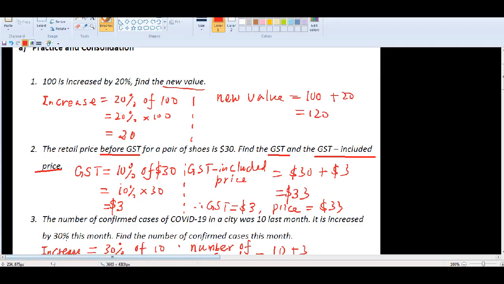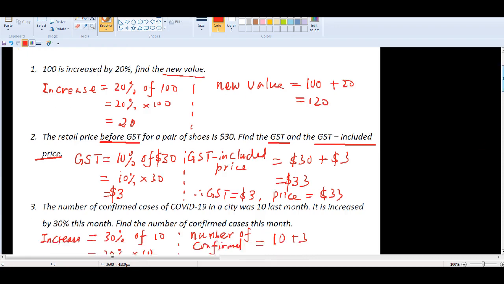Okay, let's have a look. Alright, so the first question, 100 increased by 20%. So first of all, you need to find the increase. So the increase will be 20% of that 100. So it's 20% times 100. You could use calculator, or you could just calculate by heart, because it's not that difficult, right? So it's 20. New value means after the increase, what's the new value? New value should be the original value plus the increase, which will be 120.